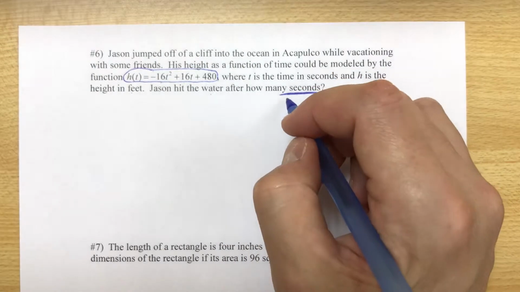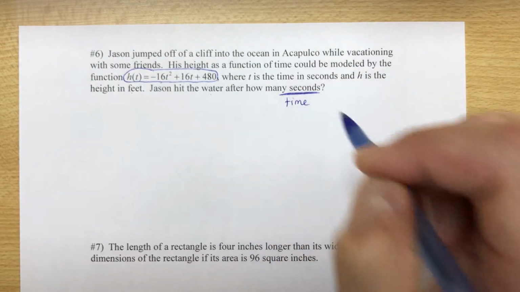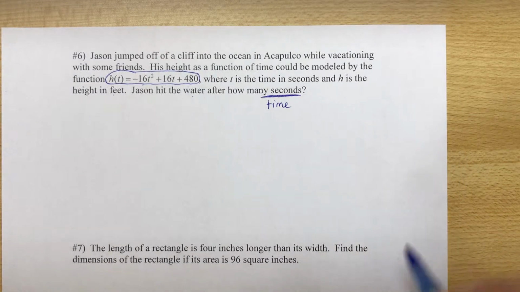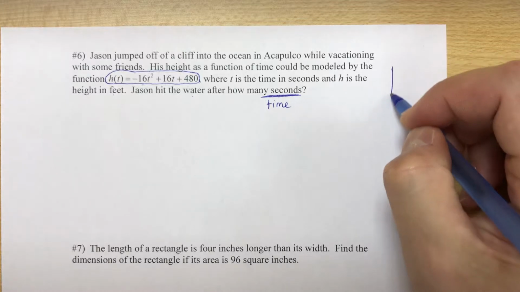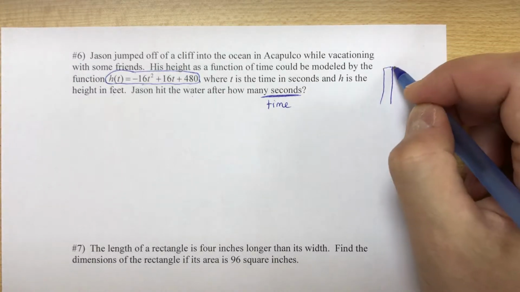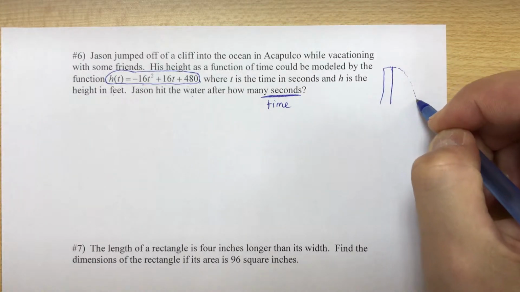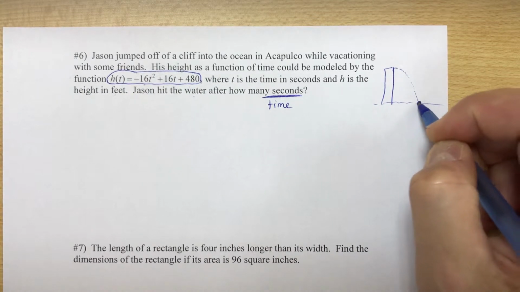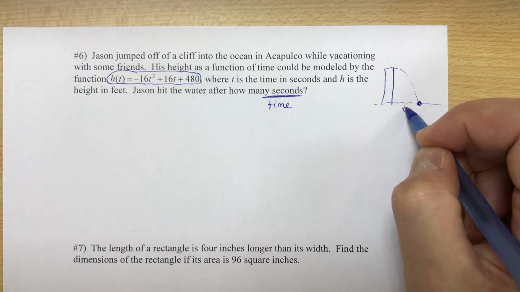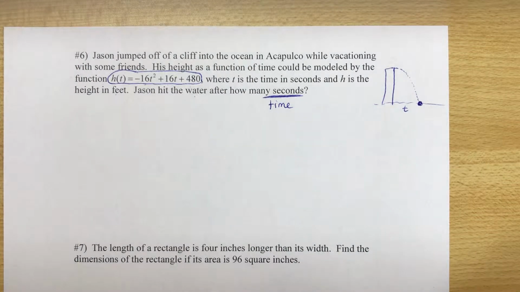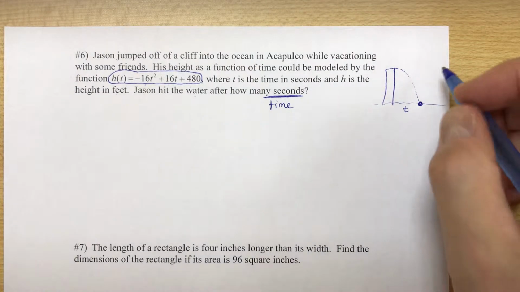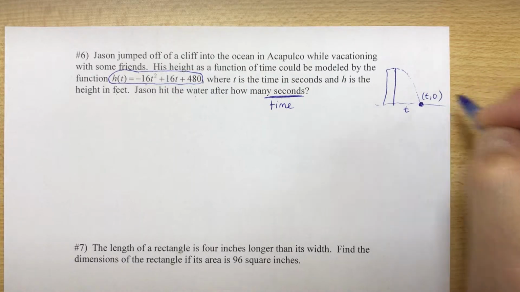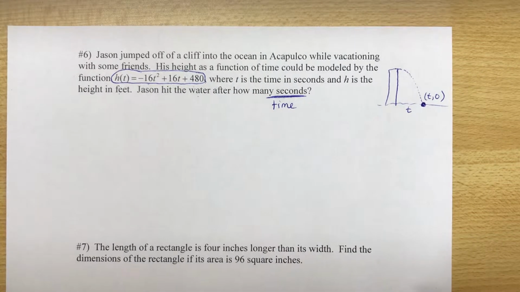So what we're trying to find here is time. That's what we're trying to figure out. Now, if you graph this, Jason jumped off a cliff and he hit the water here. And what we want to find out is how many seconds did that take? So what we're really looking for is the x-intercept, or where the height is equal to 0.